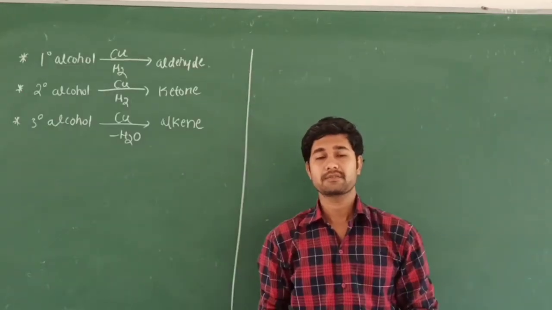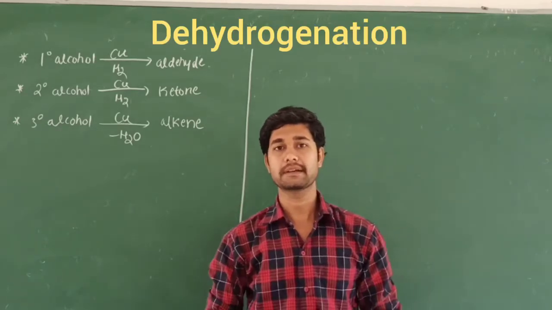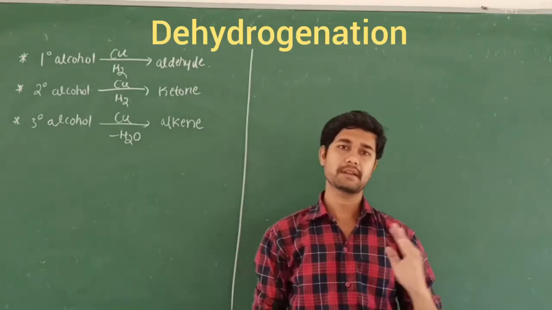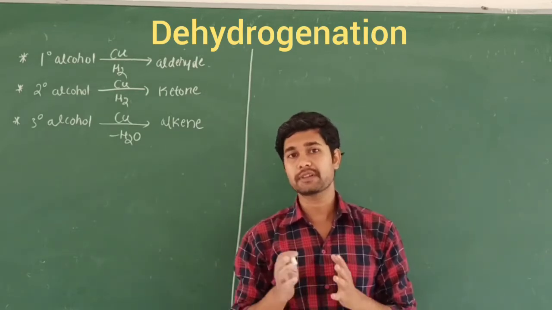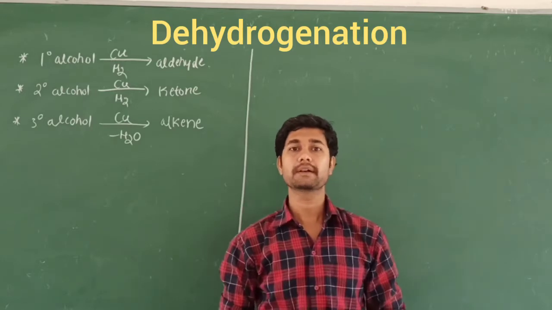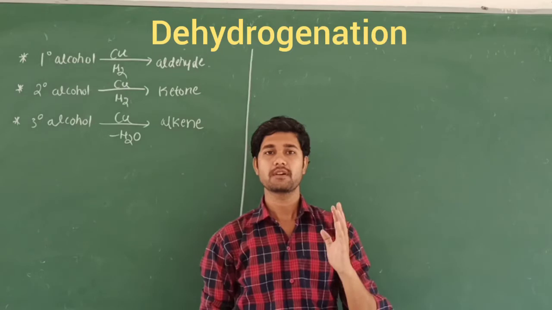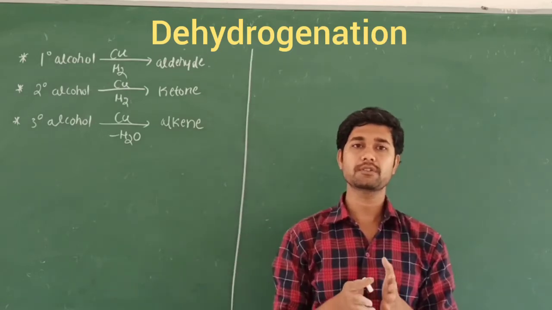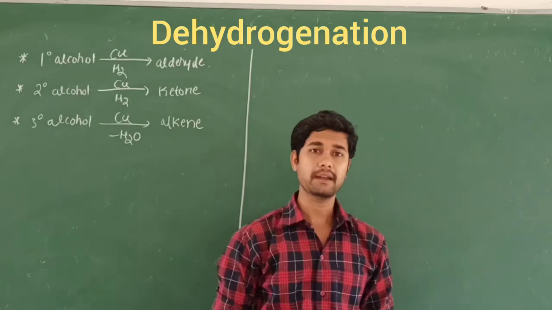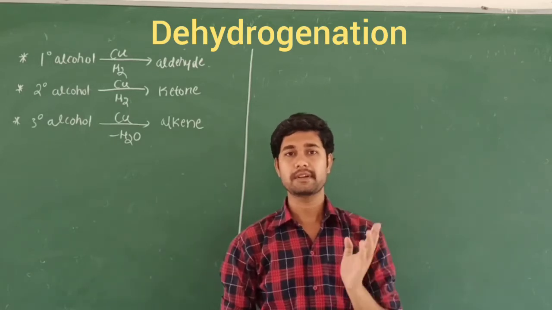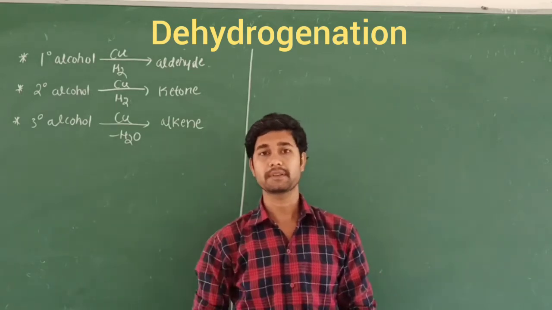The next chemical reaction of alcohol is called dehydrogenation. What do you mean by dehydrogenation? De means removal. We are going to remove the hydrogen gas from the reaction. That is called dehydrogenation. So let's take alcohols. Primary alcohols, when treated with a copper catalyst at 573 Kelvin, give aldehydes. Similarly, secondary alcohols, when treated with a copper catalyst at 573 Kelvin, give ketones.